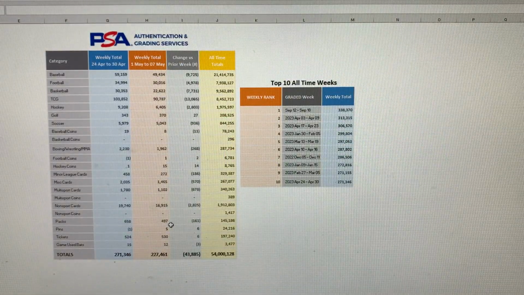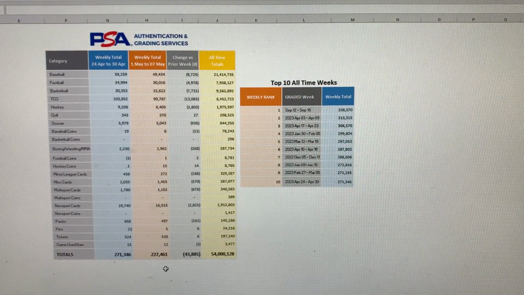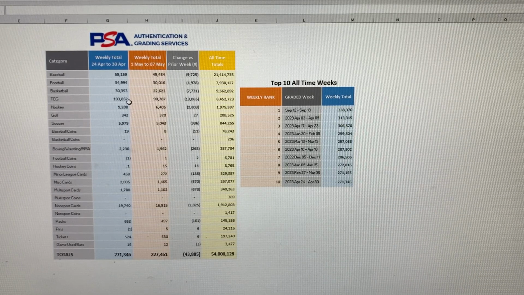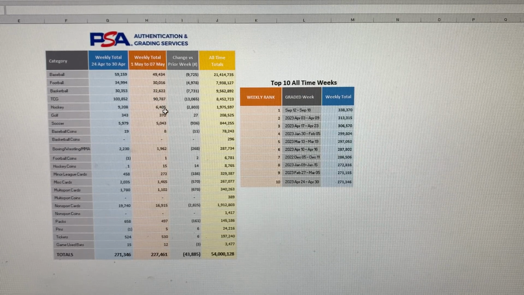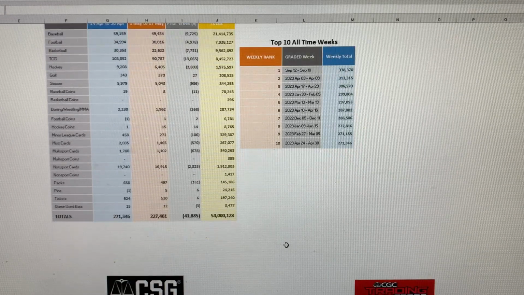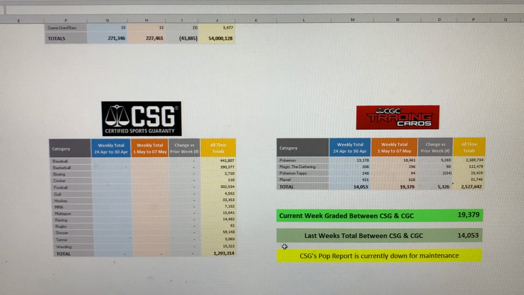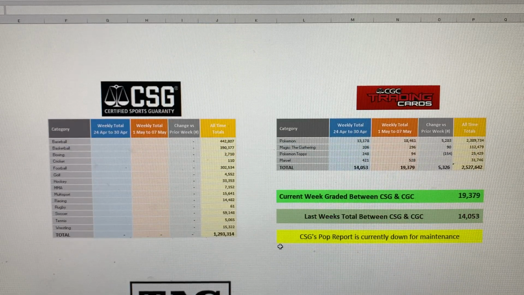We will go ahead and start off with PSA. PSA graded a total of 227,461 cards this week. Still a lot of cards for PSA. Leading the way again was TCG with 90,000, baseball with 49,000, football 30,000, basketball 22,000, and non-sports cards with 16,000 cards. This week is a 43,000 card drop off compared to last week. So, oh well, right? PSA just keeps grading a lot.